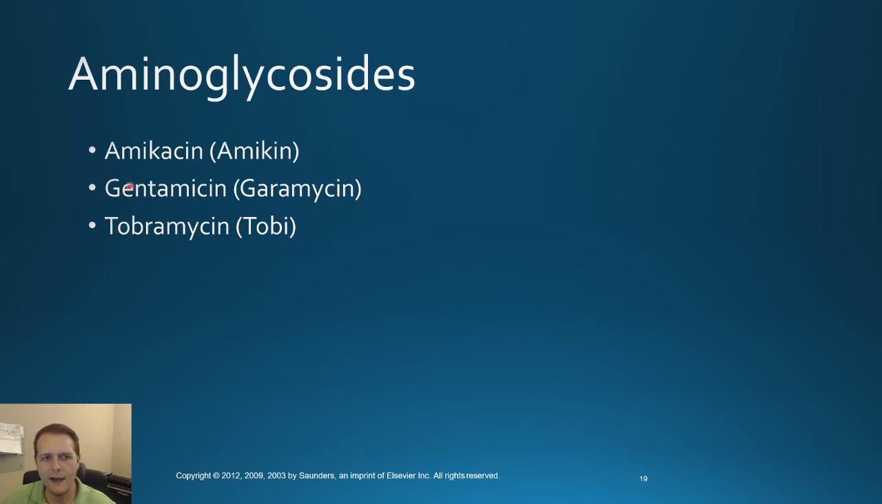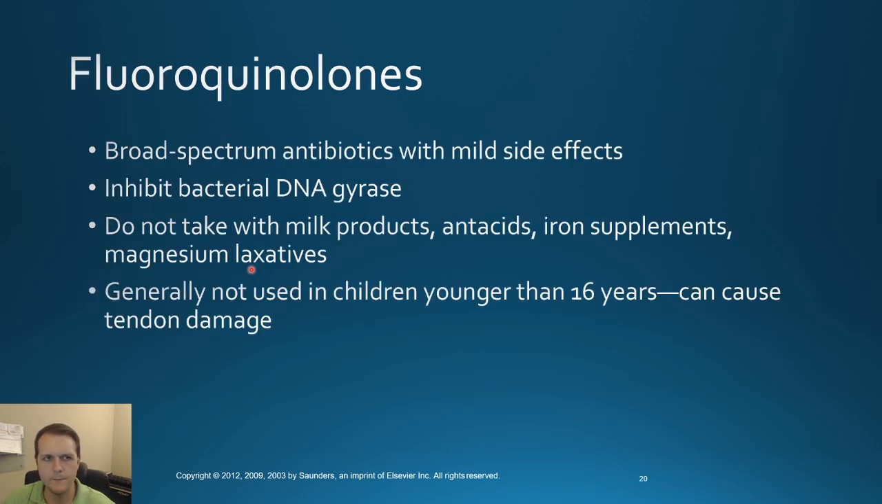Three drugs that fit into this category include amikacin, gentamicin, and then tobramycin. So again, just because you see a mycin on the end of the name does not mean it's always going to be a macrolide. Here it can be an aminoglycoside as well.